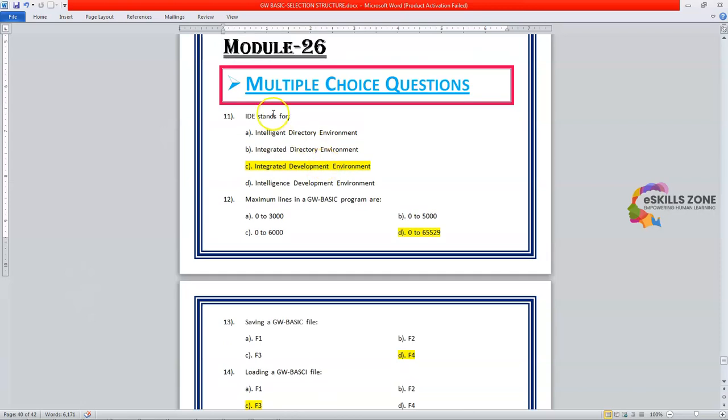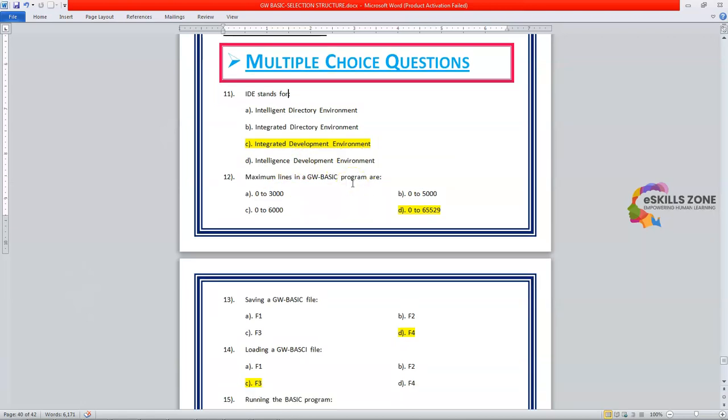So we'll discuss the first one, and it is IDE stands for: option A is Intelligent Directory Environment, option B is Integrated Directory Environment, option C is Integrated Development Environment, and option D is Intelligence Development Environment. And the right answer is Integrated Development Environment. So this is how the IDE abbreviation should be taken into consideration.